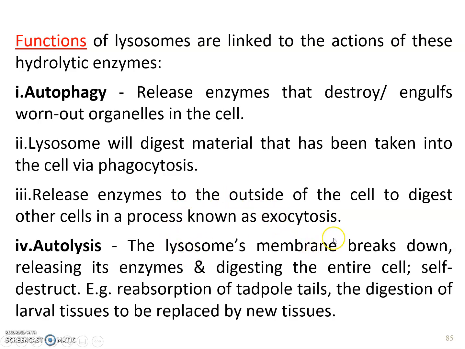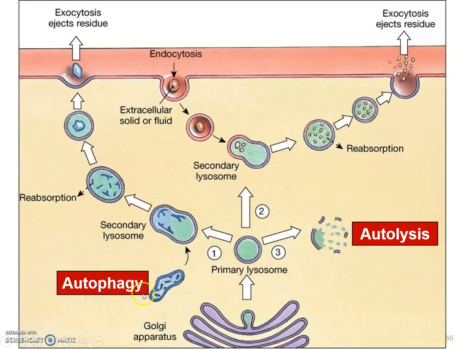Autolysis means it breaks down the cell itself to digest the entire cell. Self-destruct. For example, the tadpole tail. When the tadpole grows into the adult frog, the tail disappears. The tail disappears because the lysosome digests the tail. Okay. So autophagy means breaking down the worn out organelle. Autolysis means it breaks down the cell itself. And also this is the intracellular digestion.